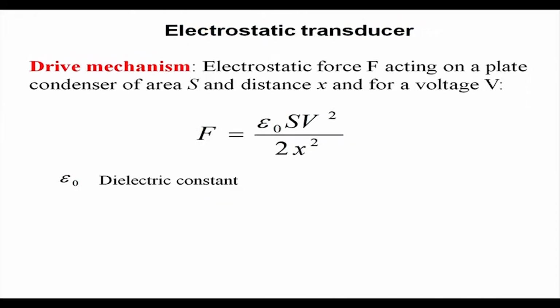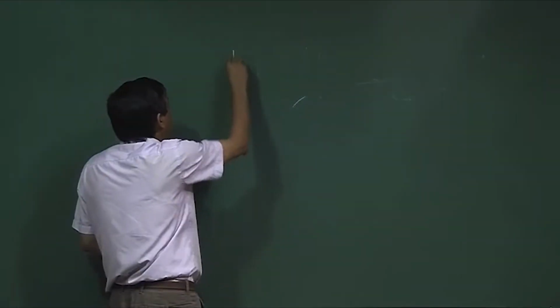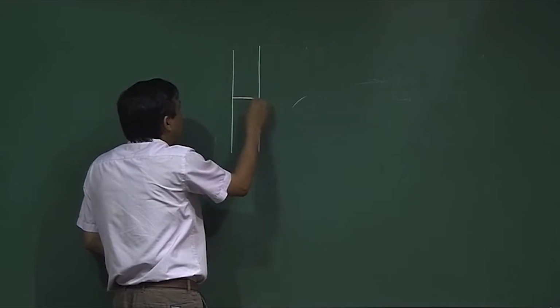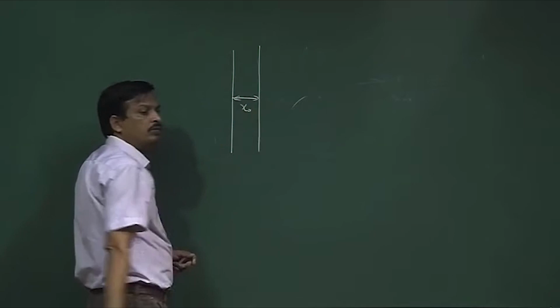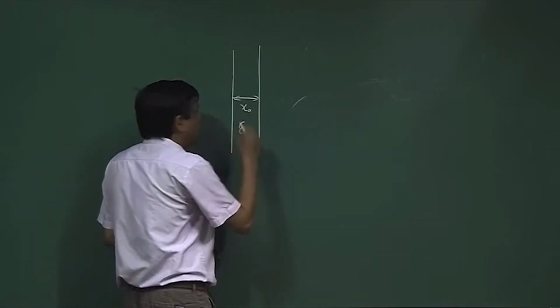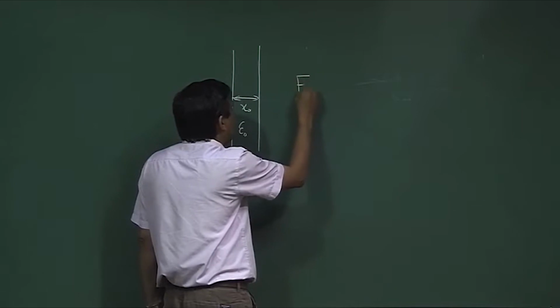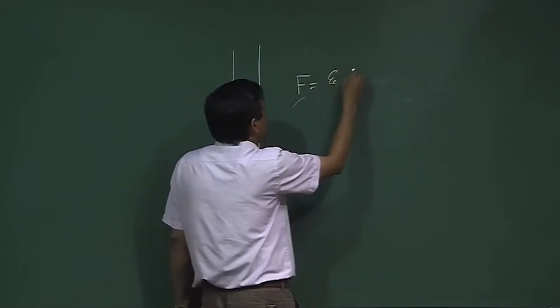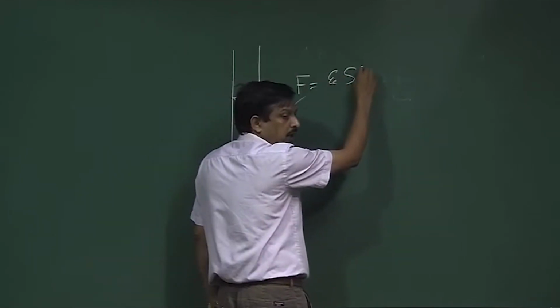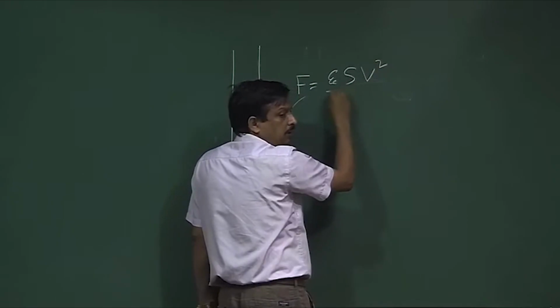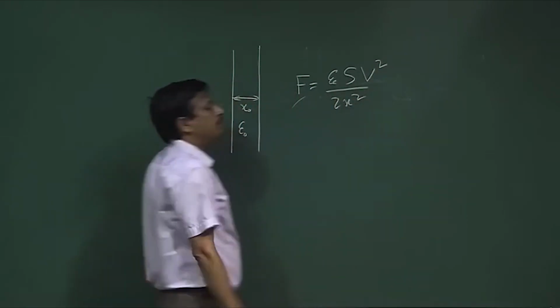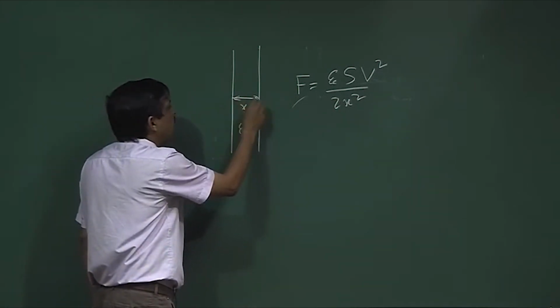Similarly, another kind of example is the electrostatic transducer, where I use a variable capacitance as a transducer. What does it mean? Suppose I have two plates of a capacitor and the gap between the two plates is x0, and the dielectric constant is epsilon 0. Then the force acting between the two plates is the dielectric constant multiplied by the surface area of the plate multiplied by the applied voltage squared, divided by 2x squared. x is the distance between the plates.